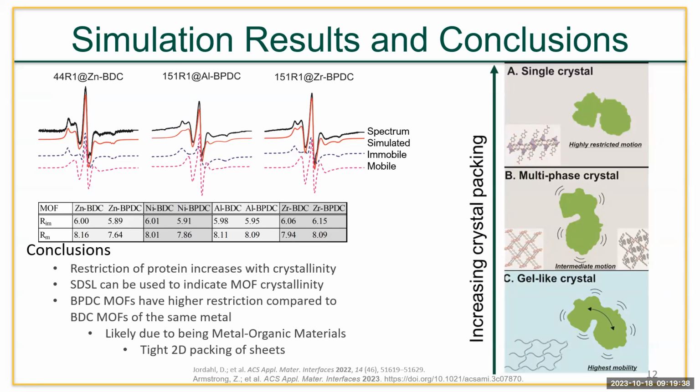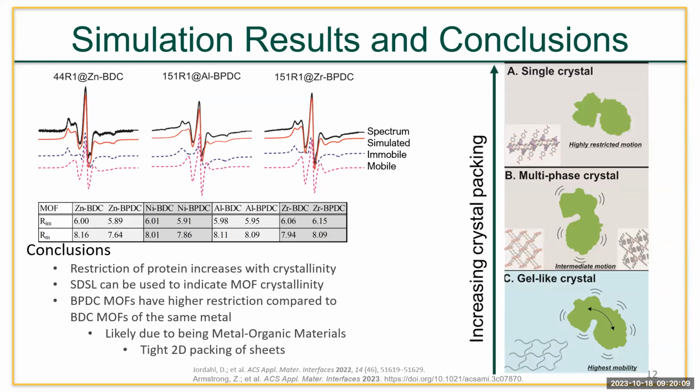So what we generally found is that the restriction of our protein increases with crystallinity, which isn't too surprising. Our hypothesis was if we had highly crystalline materials, we would expect that the MTSL spin label and protein would be buried deep within the material and would be unable to move, and so they would have higher immobility components compared to that of the mobile components. And we saw that in our data.